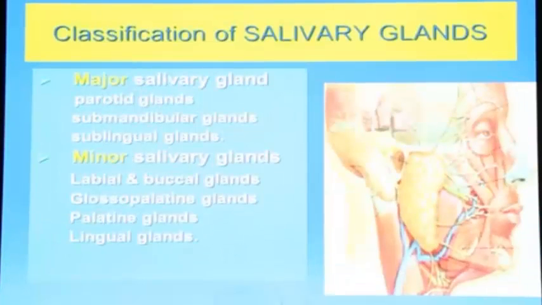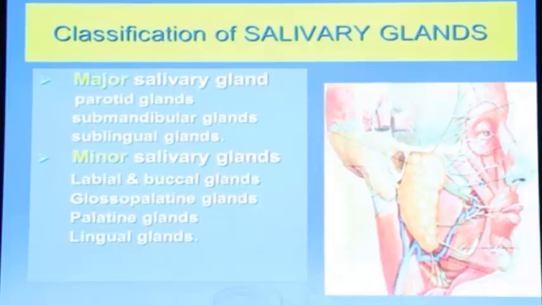Then we shift to salivary glands. Classification of salivary glands: we usually classify them into major salivary glands and minor salivary glands. The major salivary glands are the parotid gland, submandibular gland, and sublingual gland. Minor salivary glands are labial, buccal, glossopalatine, palatine, and lingual. So there are many minor glands.